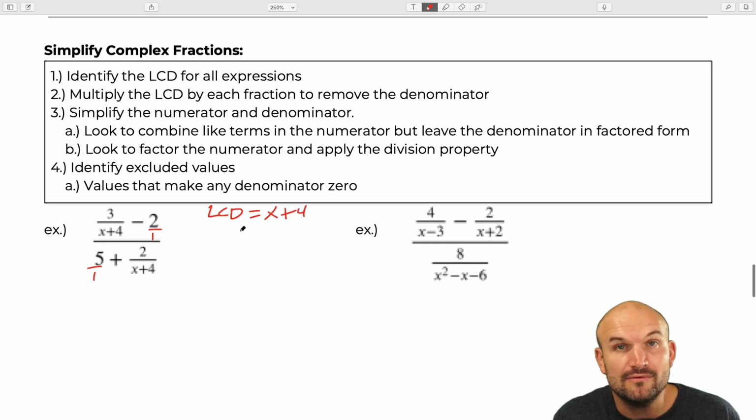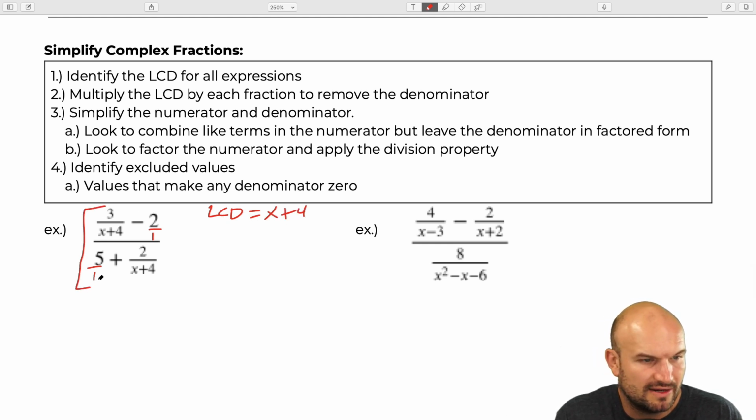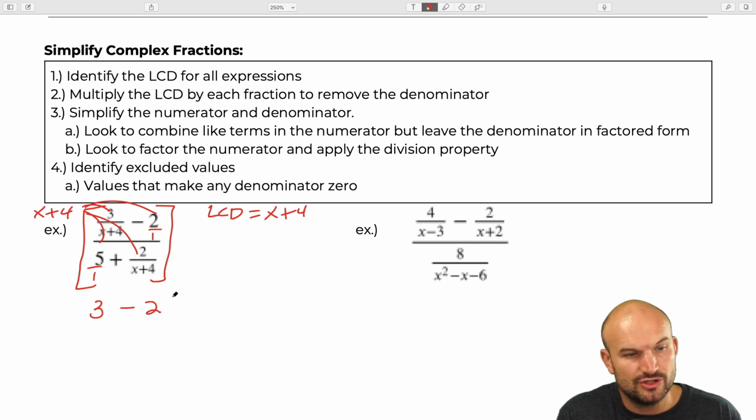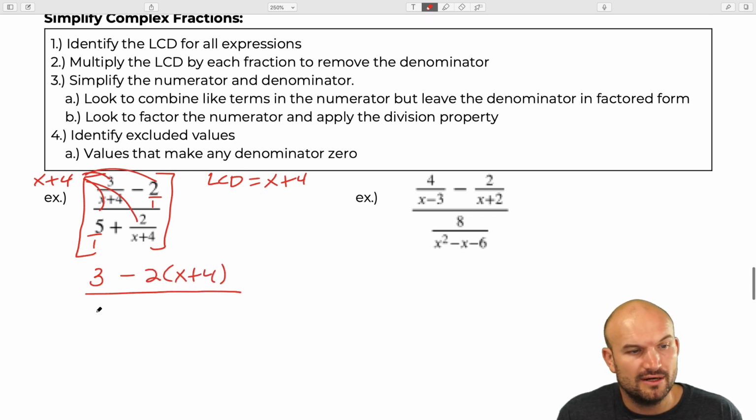All right. Now again, I'll get to that in a second. It kind of gets confusing here. So we just multiply everything times x plus 4. Everything. All right. And when I multiply x plus 4 times 3 over x plus 4, that gives me 3 minus 2 times x plus 4. All over here, I would get 5 times x plus 4. And then here, plus 2. All right, and then we can apply a little bit of distributive property.